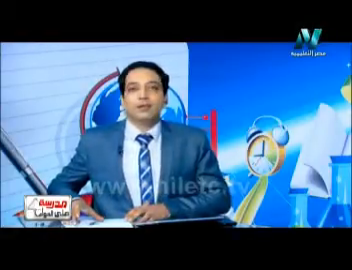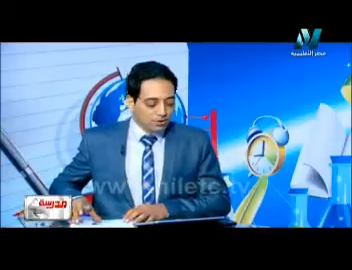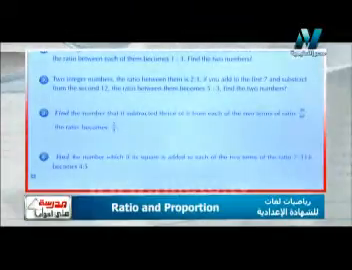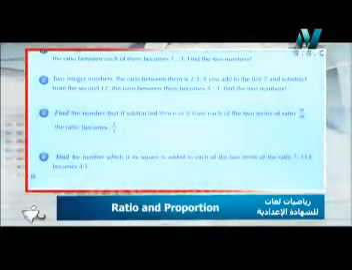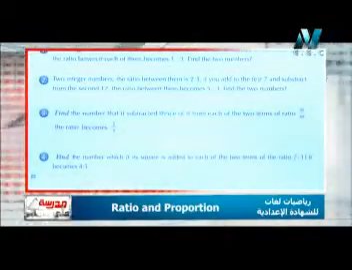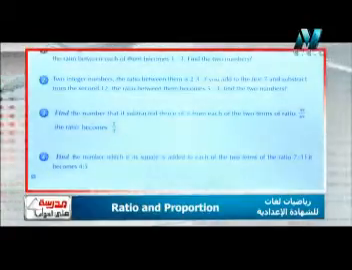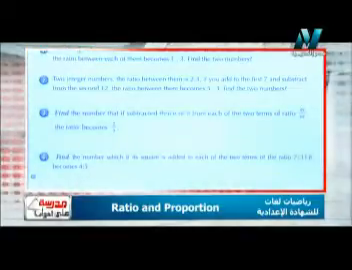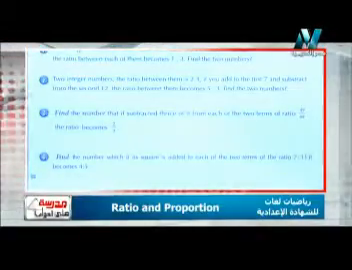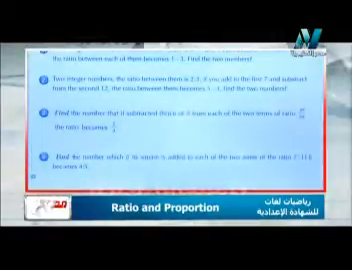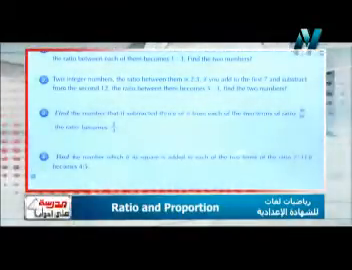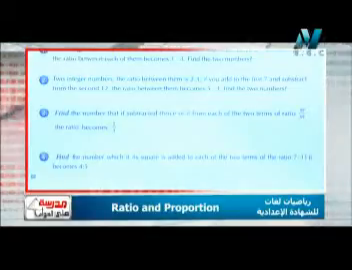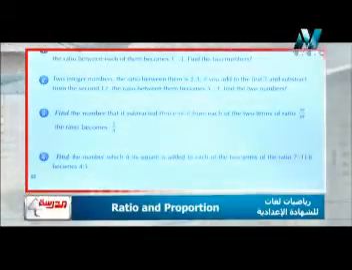Okay, so now let us move to exercise 4. Again, we are still on page 23, and it says: find the number which, if its square is added to each of the two terms of the ratio 7 to 11, it becomes 4 to 5. Let's read it out once again. Find the number which, if its square is added to each of the two terms of the ratio 7 to 11, it becomes 4 to 5.